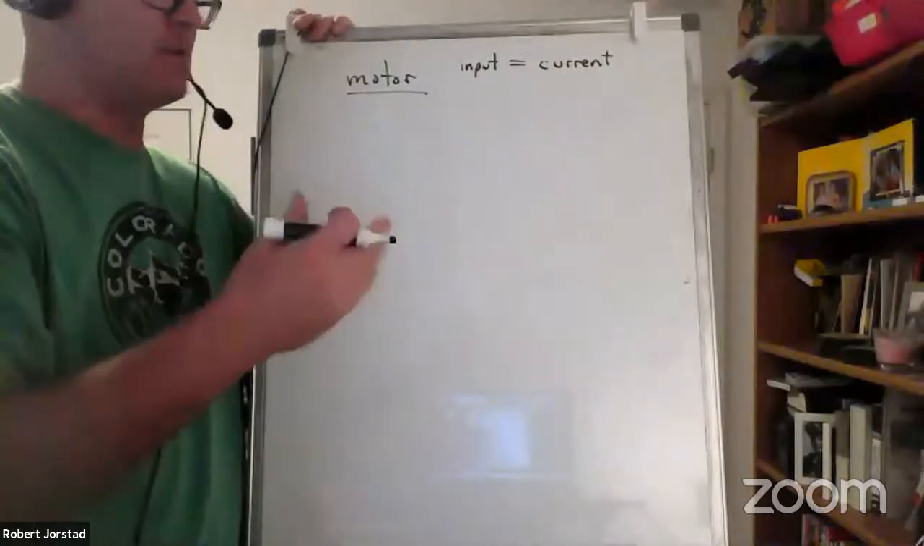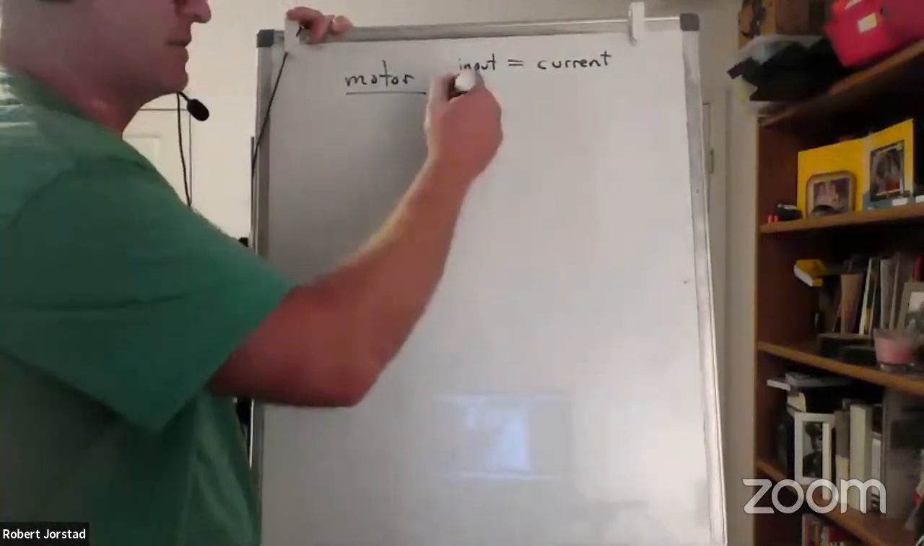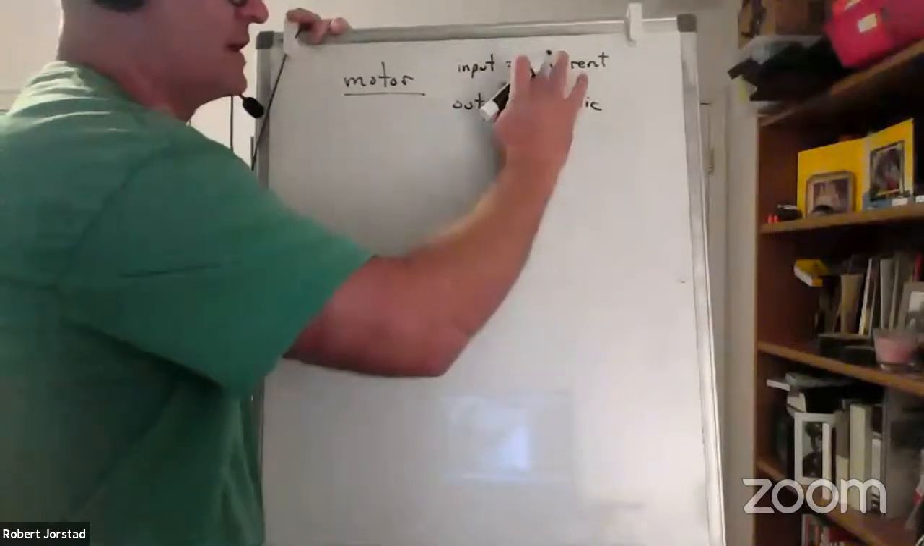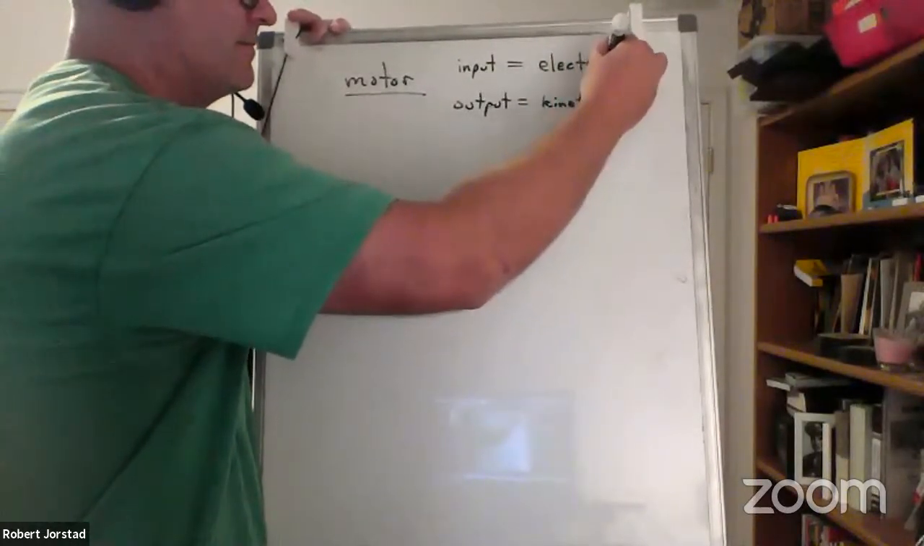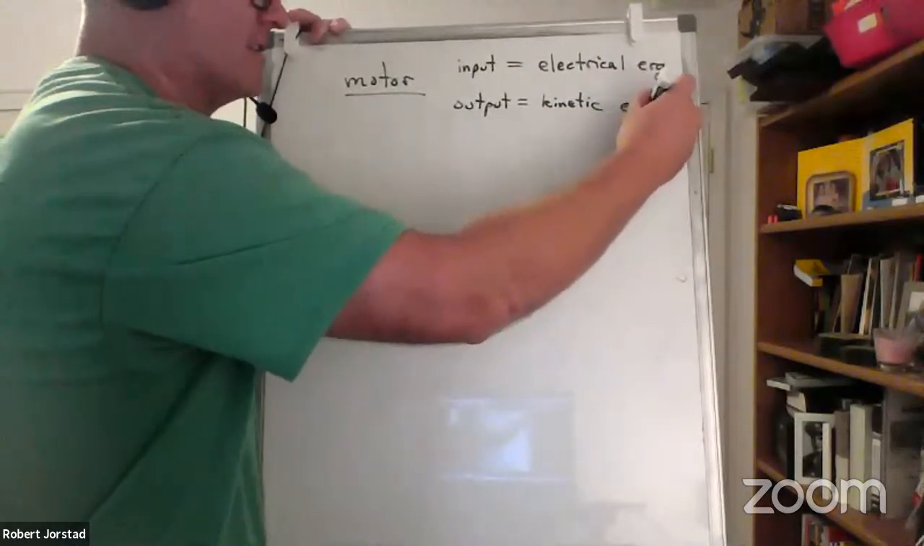Yeah, so that's what you put in. You apply a voltage to a DC motor, which causes current to flow through the motor. And what is the output? What type of energy do you get? Kinetic. You get kinetic energy. And so you could rewrite this as electrical energy in, and the output is kinetic energy.